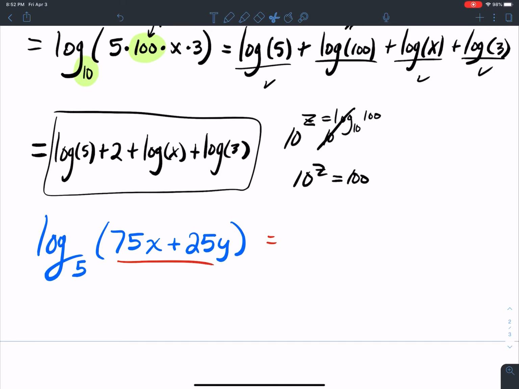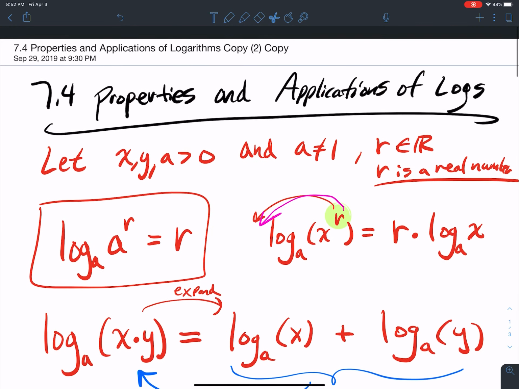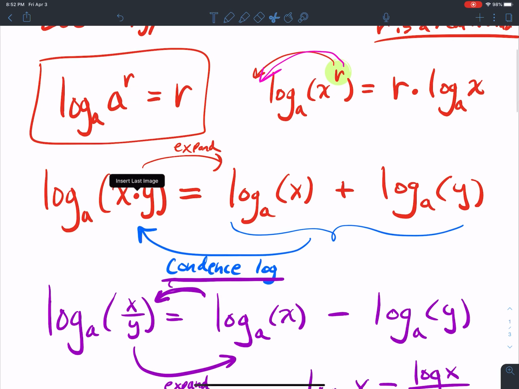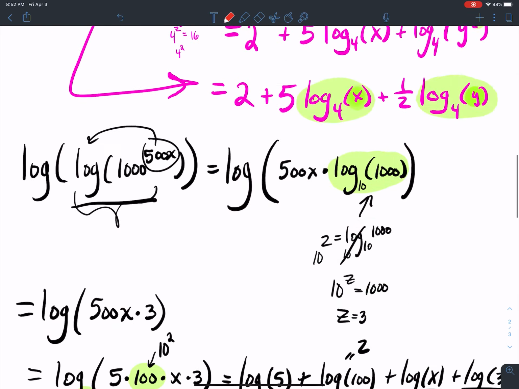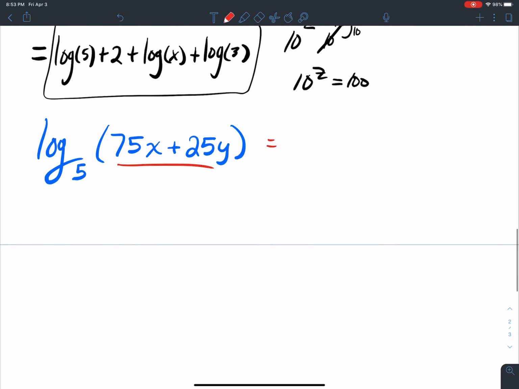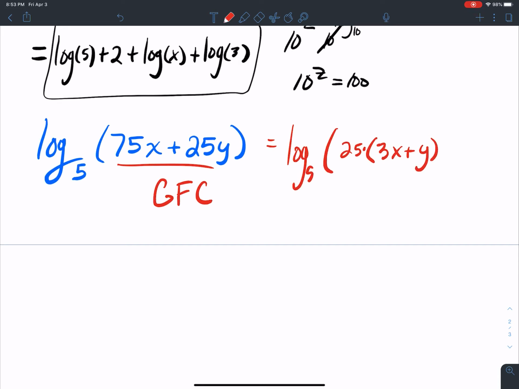The only way we can expand if we're using our expansion rule is it's a product of two things, not adding inside, it's a product. So how do we make this into a product? I have to use this little thing that people always forget about, GCF. So inside, what can I factor out of both of those? I can factor 25 out. So 25 times 3x plus y, okay?